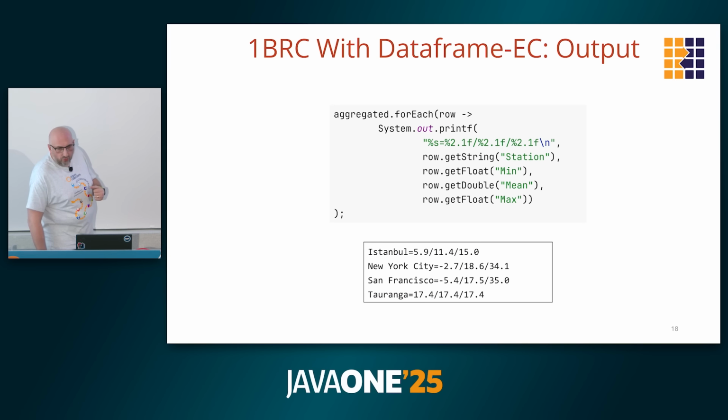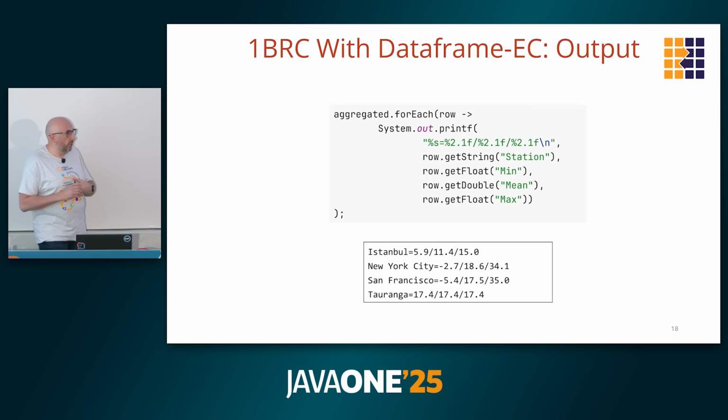OK, and to print it on the console, we use the classic for each iterator, which takes as a parameter a lambda that takes a row in the data frame. And here we just call printf on the columns within that row, and we get it out on the console.